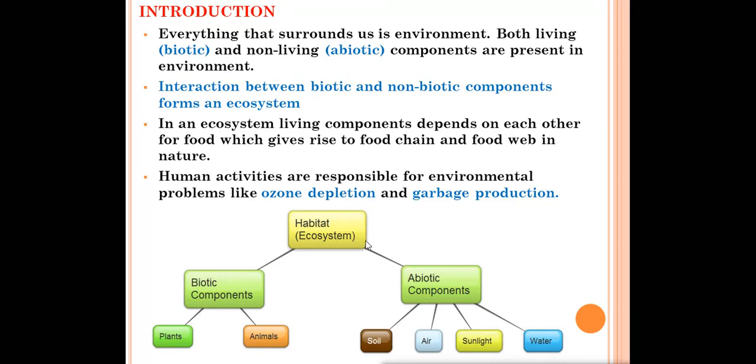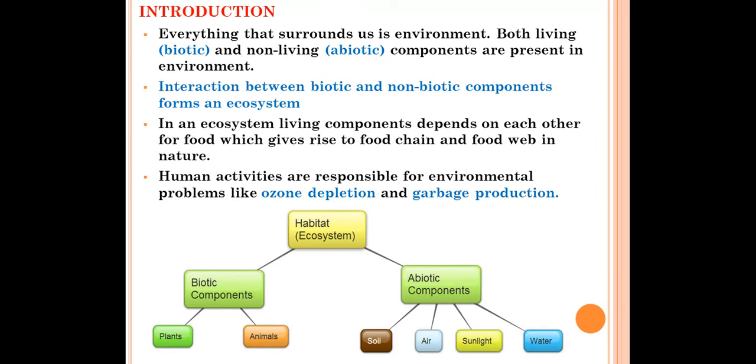As you can see in this flowchart, we have ecosystem, that is also called habitat. Habitat is a place where the living organisms live, right? So in ecosystem we have two components, biotic components and abiotic components. What are the things which come under biotic components? Plants and animals, because these are the living things. And under abiotic components you can write soil, air, sunlight and water. So we'll continue with our discussion with the components of ecosystem and its types.